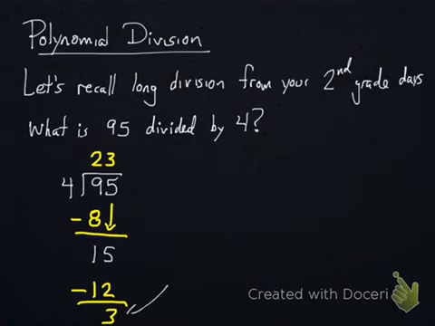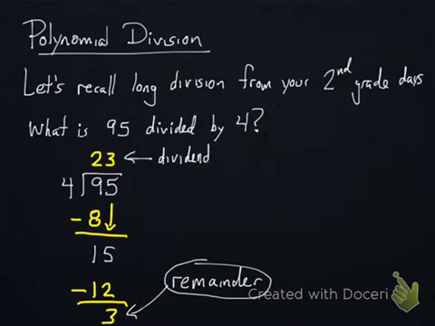And hopefully you remember some of the vocab that's associated with this, that 3 is a remainder and 23 is called the quotient. 3 is the remainder because 4 doesn't go into 3 anymore. So that's how you know where to stop. And we're going to do something very similar with polynomials.